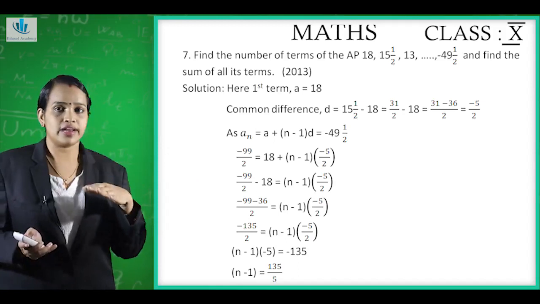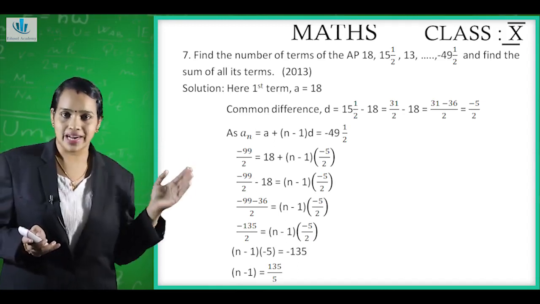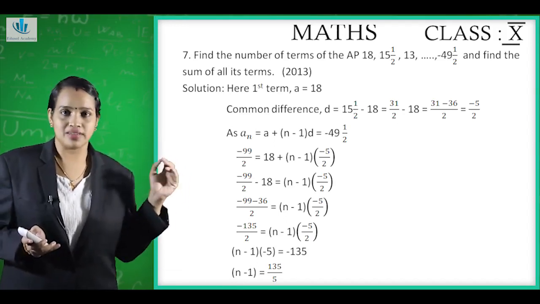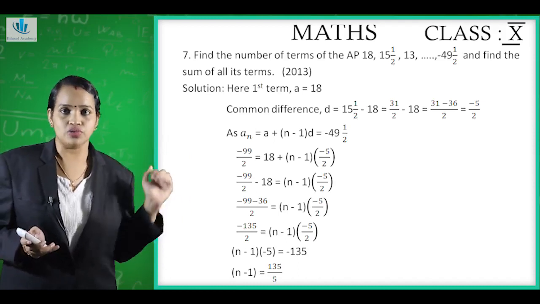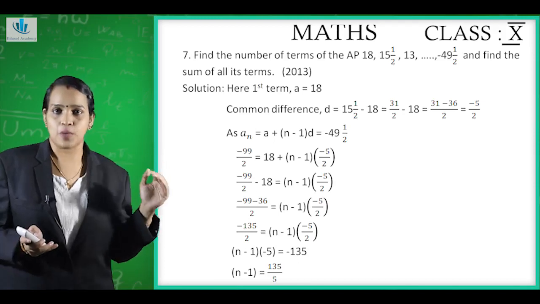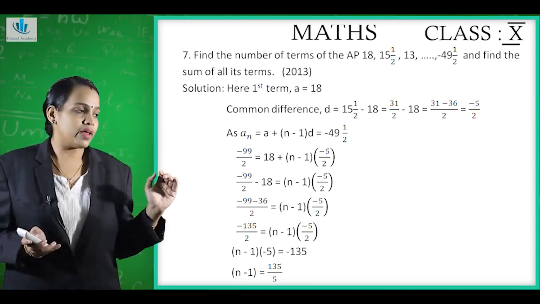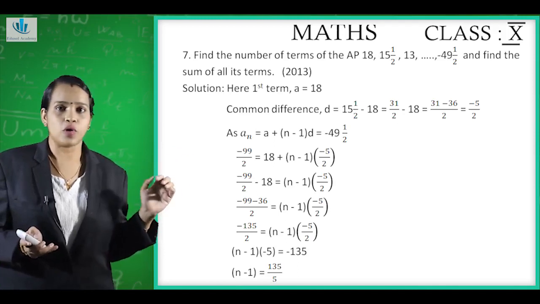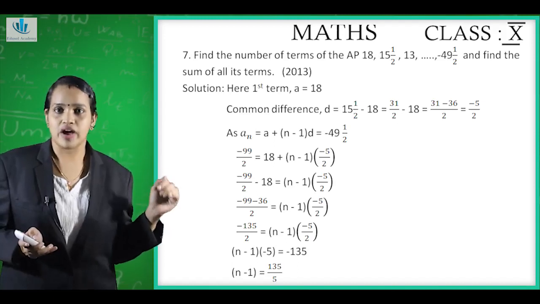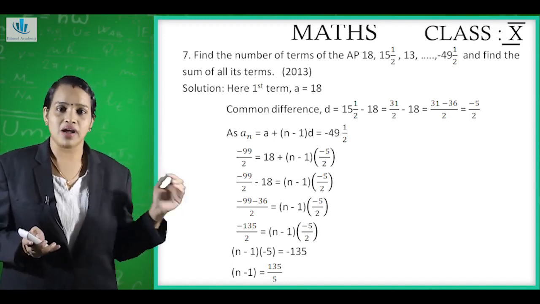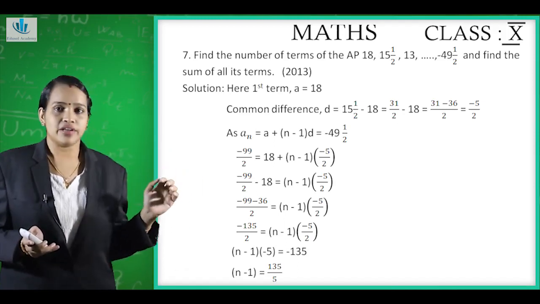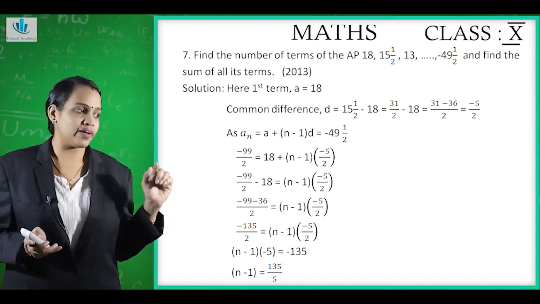So again we will solve it. What we will do, we will take 18 on this side. So it becomes −99/2 minus 18, which is equal to (n minus 1) into −5/2. So when we cross multiply we get (−99 minus 36)/2, which is equal to (n minus 1) into −5/2. So −99 minus 36 gives −135/2, which is equal to (n minus 1) into −5/2.